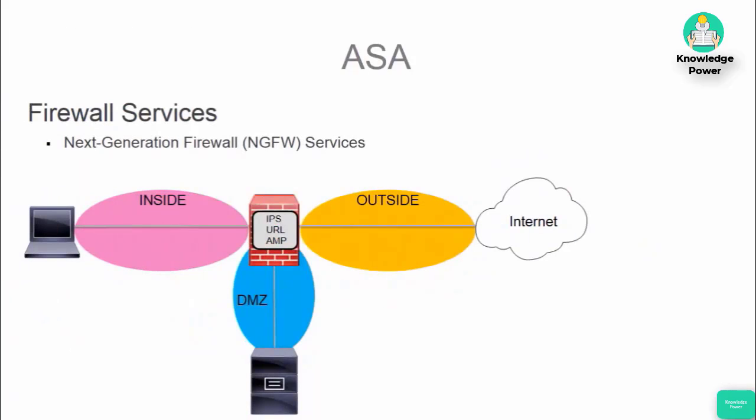The latest and greatest ASA firewall services are classified as Next Generation Firewall Services. These services include IPS, URL filtering, and AMP. Now that Cisco has bought SourceFire and revamped their security solutions, all of these services are available on board Cisco ASA Firewalls.